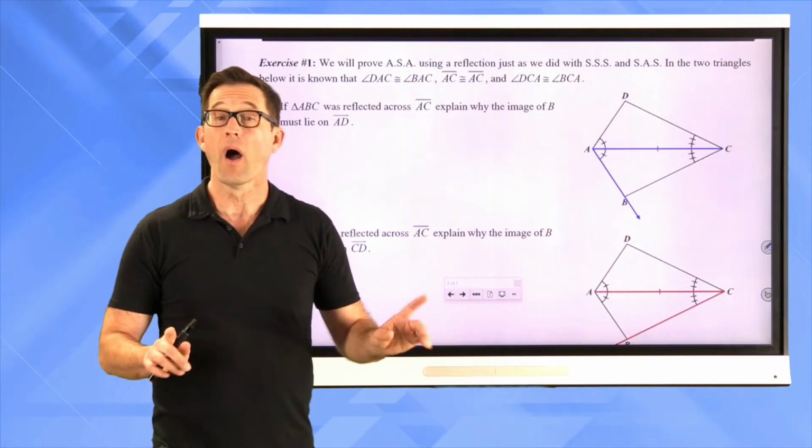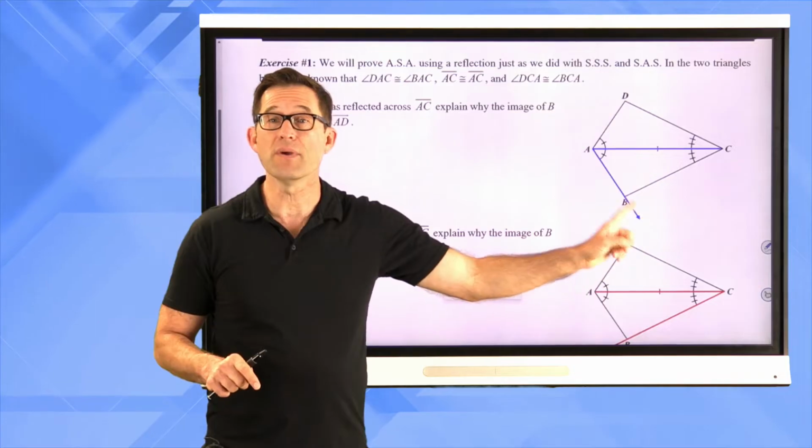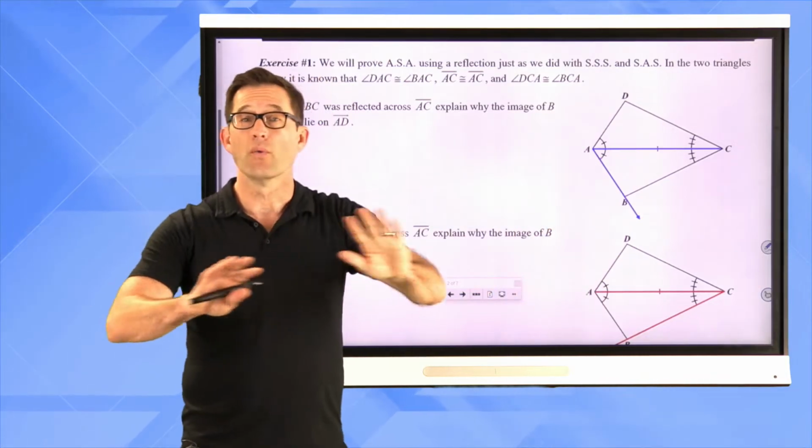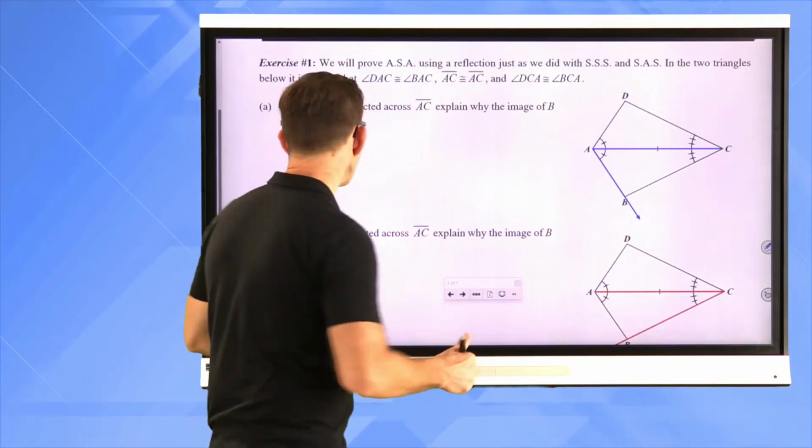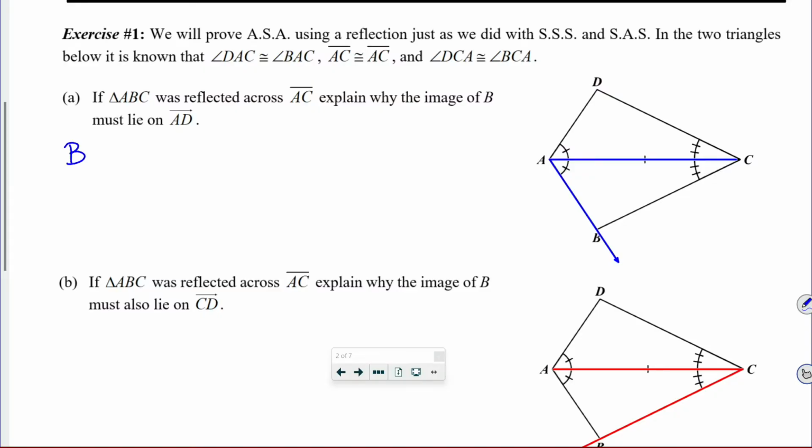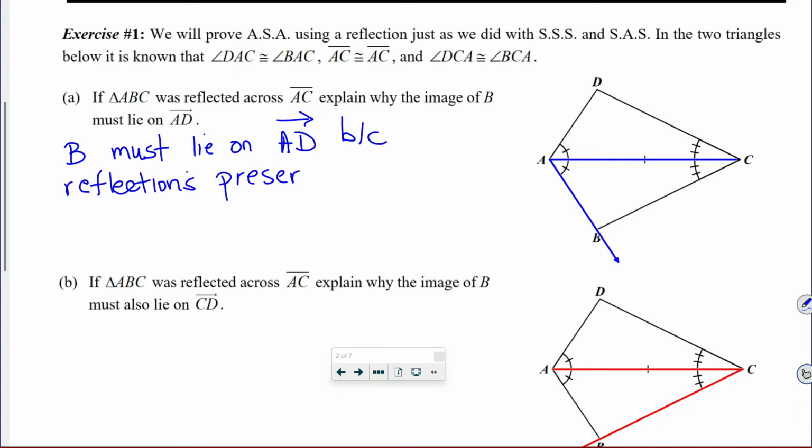Now remember, I don't know anything about the length of AB compared to the length of AD. Don't know anything about that whatsoever, but I do know that B must lie on ray AD because reflections preserve angles and angle DAC is congruent to angle BAC.